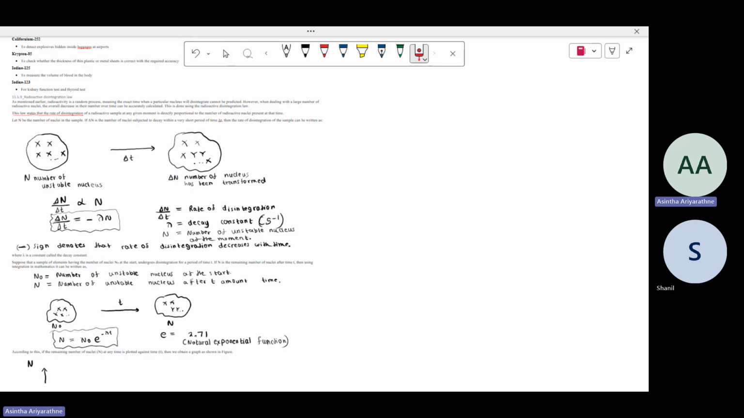So delta n and n are not equal. N is the number of unstable nucleus present at the moment that we are considering. And delta n is the number of nucleus which has been transformed out of that n. So they are not equal.